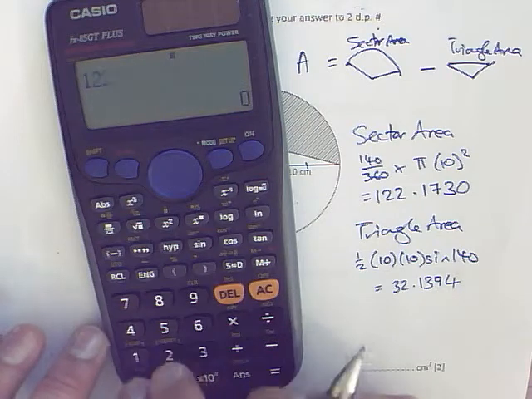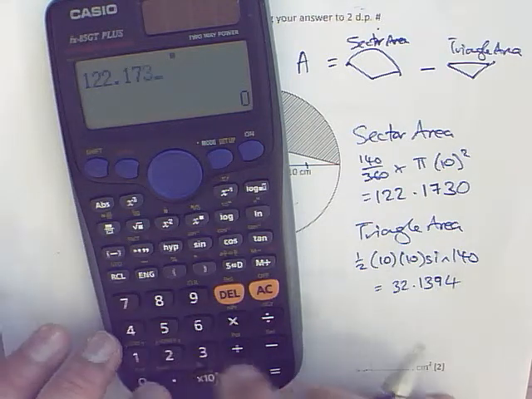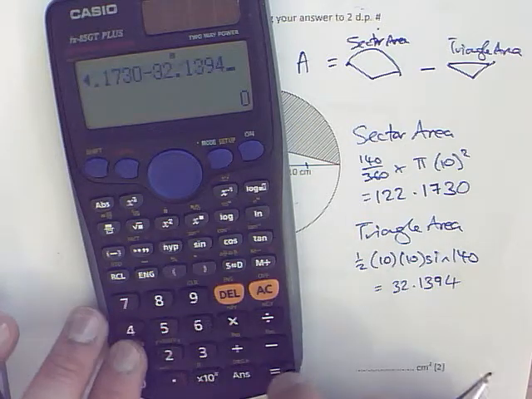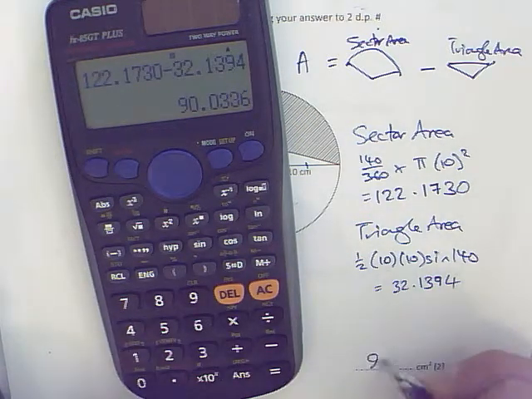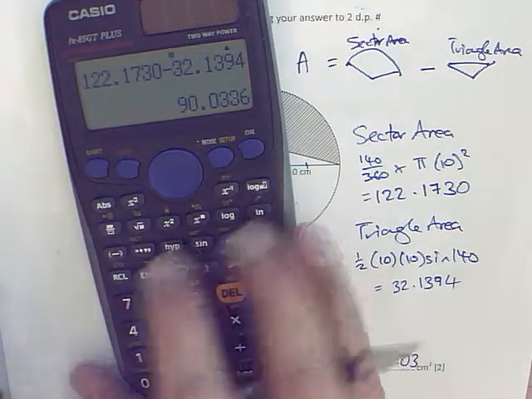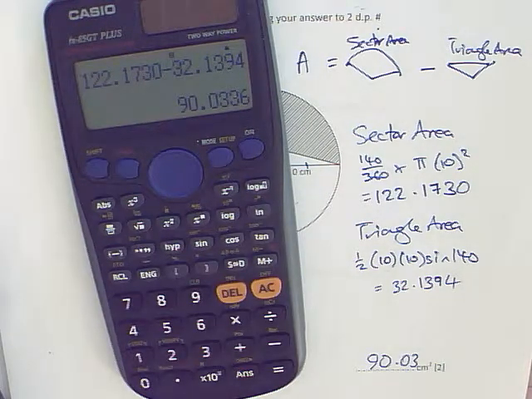So let's type that in. And we get 32.1394. Now I just subtract that from the original value, so I do 122.1730 minus that.